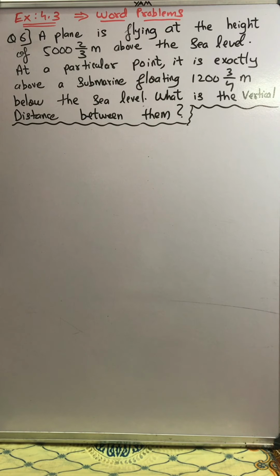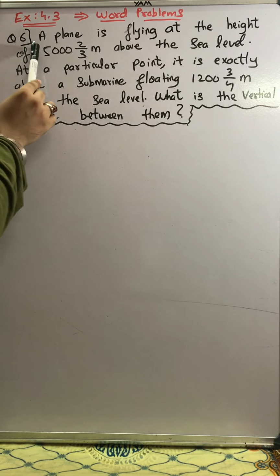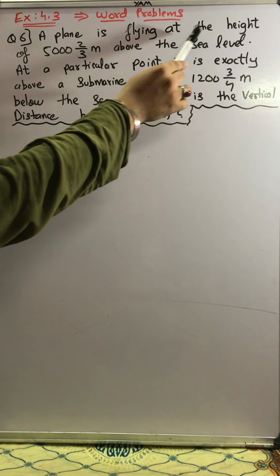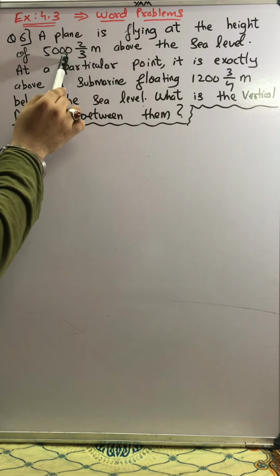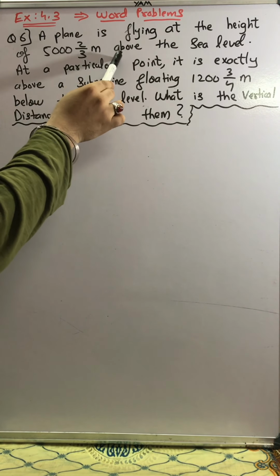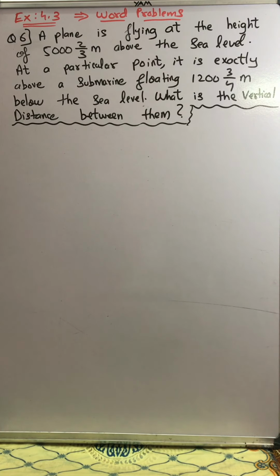Students, now on the board we have question number 6. Let's read the story. I'll say this is a very important sum. A plane is flying at the height of 500 2/3 meters above the sea level.